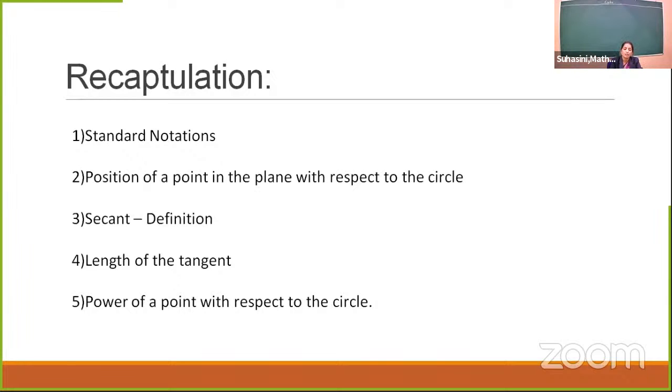We also discussed the definition of the length of the tangent. If P is any point in the exterior plane of the circle, and a tangent is drawn from P to the circle S equal to 0, and the tangent drawn from P touches the circle at T, where P is outside the circle. From outside the circle onto the circle, you are drawing a tangent. Then the length PT is called the length of the tangent. Next, the power of the point with respect to the circle is already discussed.